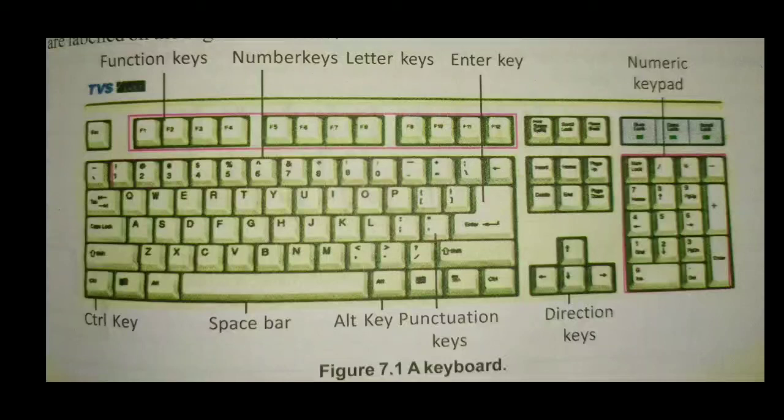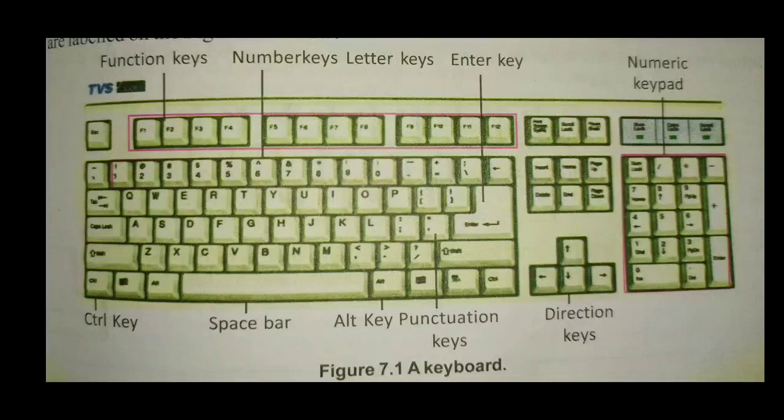This figure shows a basic image of a keyboard, which is present in your textbook. You can also refer to your textbook page number 167. Let us see what types of keys there are. The first one is the function keys, denoted by F1 to F12. Next are the number keys and letters. Then the enter key, numeric keypad, direction keys, punctuation keys, alt key, space bar, and control key. These are the basic types or groups of keys. Let us see these keys one by one.